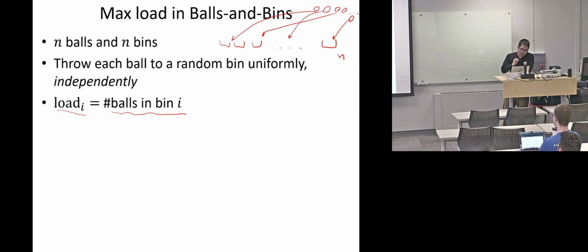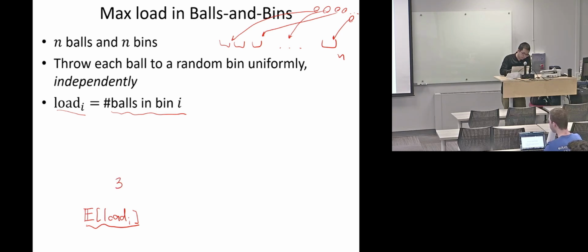Maybe I ask you this first. What is the expectation of load i? Anyone? Yeah, 1. Why is that? Because with each throw, the probability of it landing in a given bin is 1/n, and then we just do the sum of 1/n, n times.